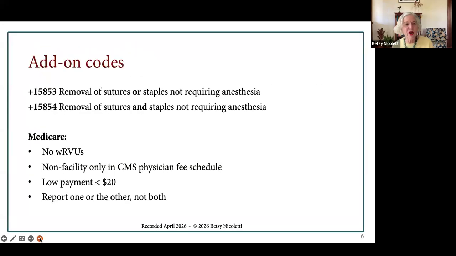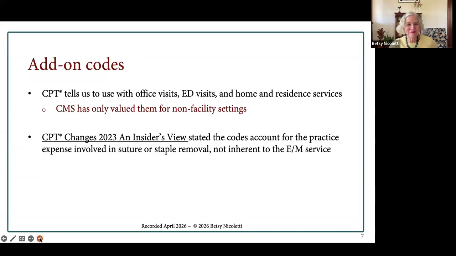In 2023, we got these two new add-on codes: 15853, removal of sutures or staples not requiring anesthesia, and 15854, removal of sutures and staples not requiring anesthesia. So if you're doing one or the other, you bill 15853. If there are sutures and staples to be removed, you bill 15854, and you don't bill the two together. They have no work RVUs. They're only assigned values for a non-facility in the physician fee schedule, and they have fairly low payment.